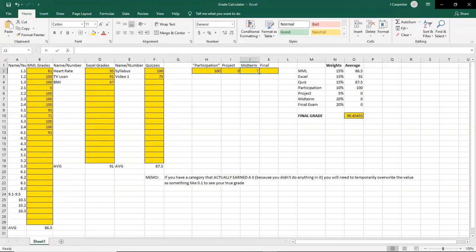So if I didn't take the midterm and I earned a 0 on it, if I didn't take the final, I earned a 0 on it, it still says 90.45. This is actually the same issue as my MyMathLab has. And it's a very difficult issue to get around, even with those little if gates. So the simplest way is to just make that category like a 0.1, a very, very small number, 0.1, 0.2, 0.001, whatever you want to say.